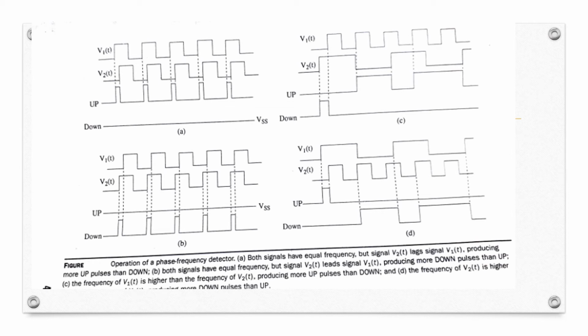When V1 is leading V2, as in the first diagram, then up signals are generated. When V2 is leading V1, down signals are generated. Not only that, when V1 and V2 frequencies are not the same, then also it can be used. So you can see here, V1 is high frequency and V2 is low frequency, then up signal generators are more as compared to down signal. Similarly, when V2 frequency is higher than V1 frequency, up signals are very few, but down signals are generated more.